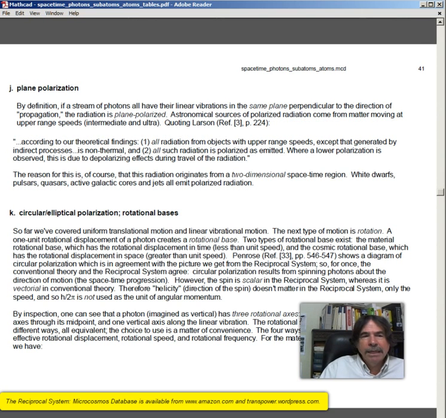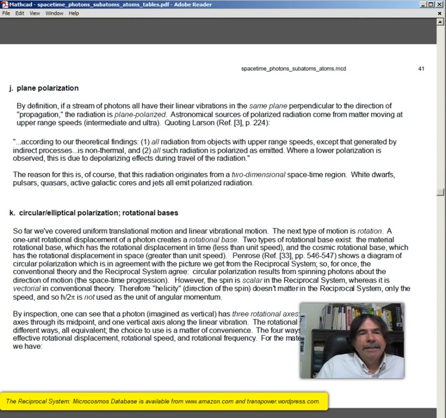Section J, plane polarization. By definition, if a stream of photons all have their linear vibrations in the same plane perpendicular to the direction of propagation, the radiation is plane polarized. Astronomical sources of polarized radiation come from matter moving at upper range speeds, intermediate and ultra. Quoting Larson, reference 3, page 224.